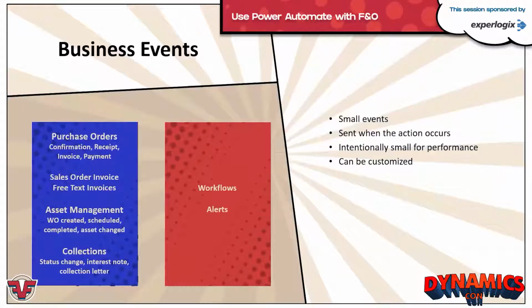Out of the box, there are a lot of business events: purchase orders, confirmation, receipt, invoice and payment, sales order invoice, free text invoice. Enterprise asset management has a bunch of them. I don't have everything listed here. And collections has a lot of business events as well. Setting aside all of those application events, we also have workflows and alerts.